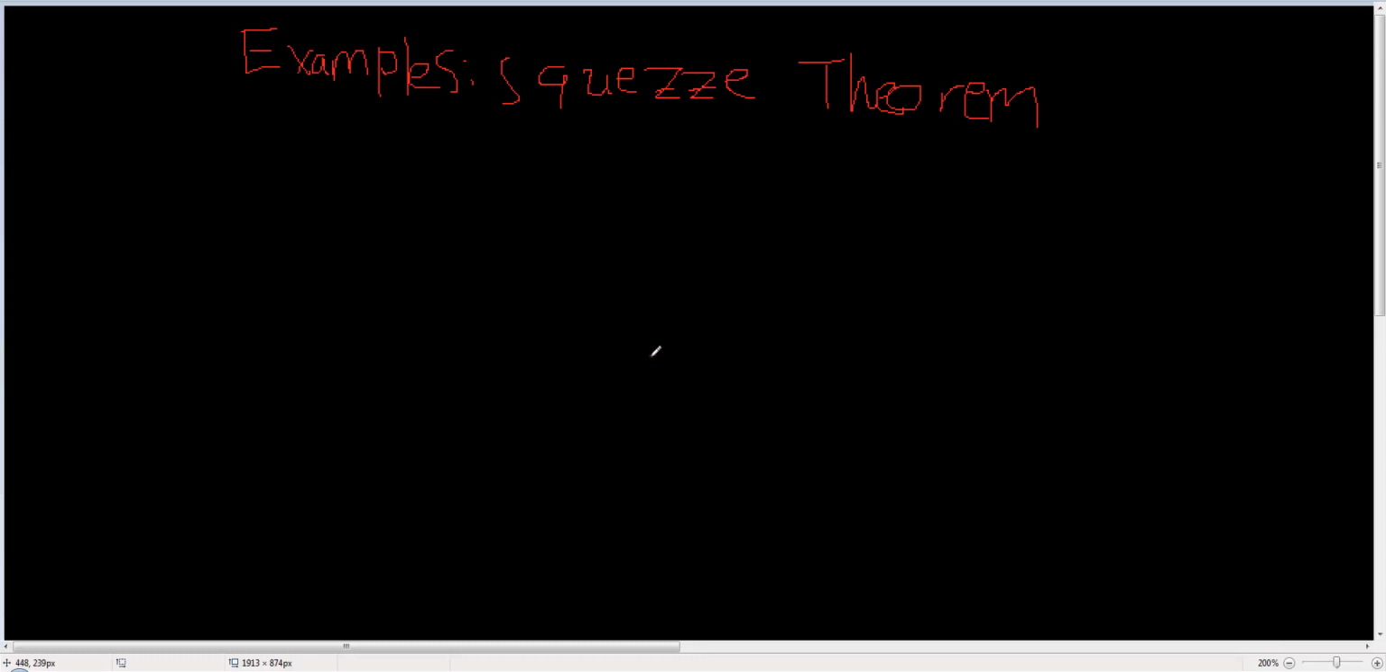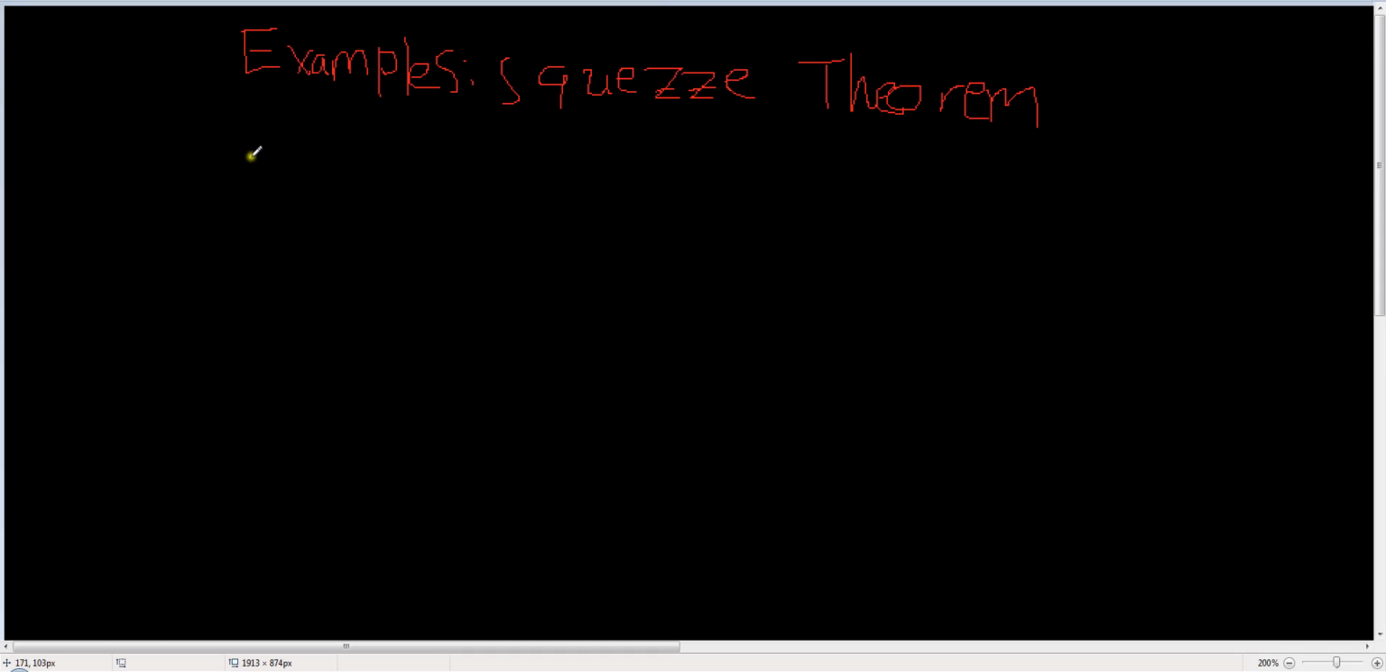Okay, since last time we explained what the squeeze theorem is, and now I want to show you guys some examples of the squeeze theorem. First, let's rewrite the squeeze theorem.